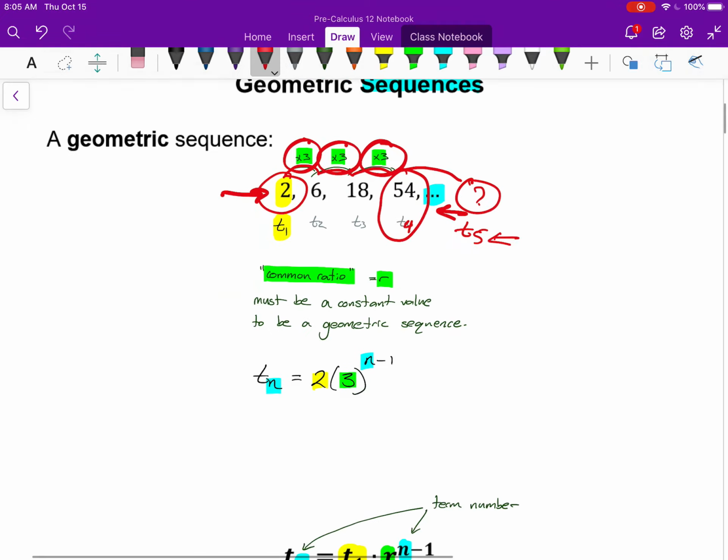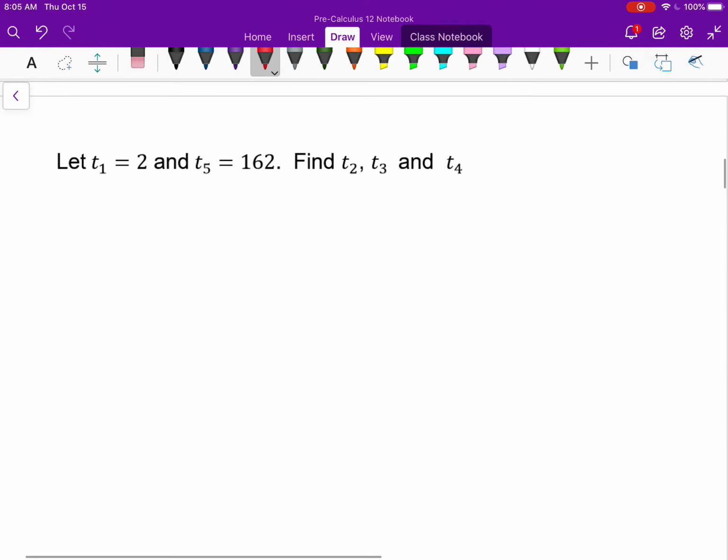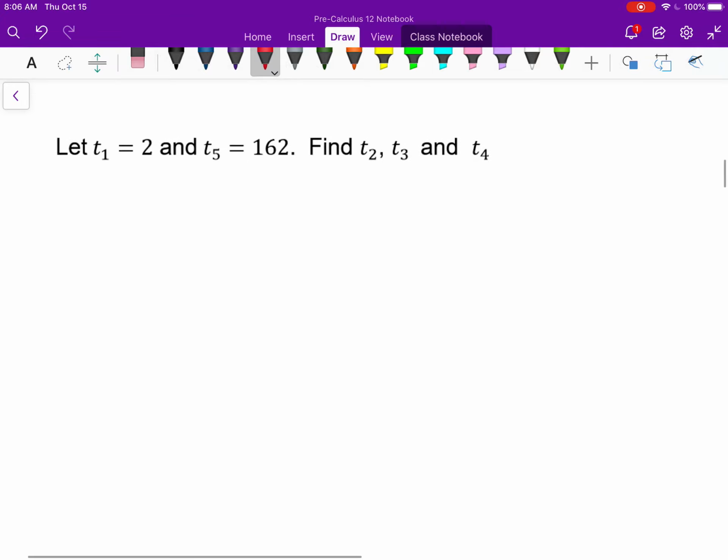All right, so with that said, let's look at this. So let T1 equals 2, T5 equals 162, find T2, T3, and T4. The main thing about this is understanding the notation. So if we understand the notation, this becomes relatively quick, although there may still be some aspects that are a bit challenging. So first, T1, that's the first term. T5 is the 5th term, and I'm trying to find the terms in between.